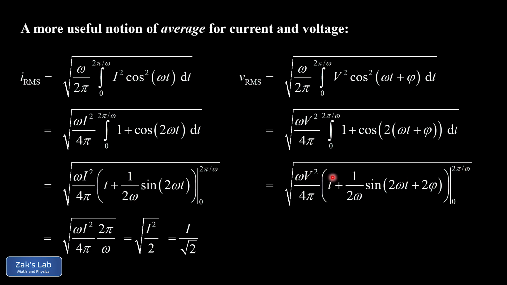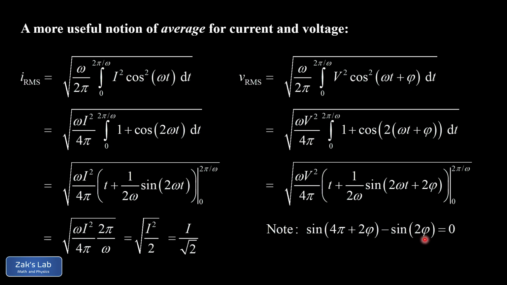Then think about the upper limit. Of course, when I sub that in for t, I get 2 pi over omega. But when I sub that in for the sine function, I end up with the sine of 4 pi plus 2 phi. So when we evaluate across those limits of integration and factor out the 1 over 2 omega, this is what happens to the trig function part of it. I end up with a sine of 4 pi plus 2 phi minus the sine of 2 phi.